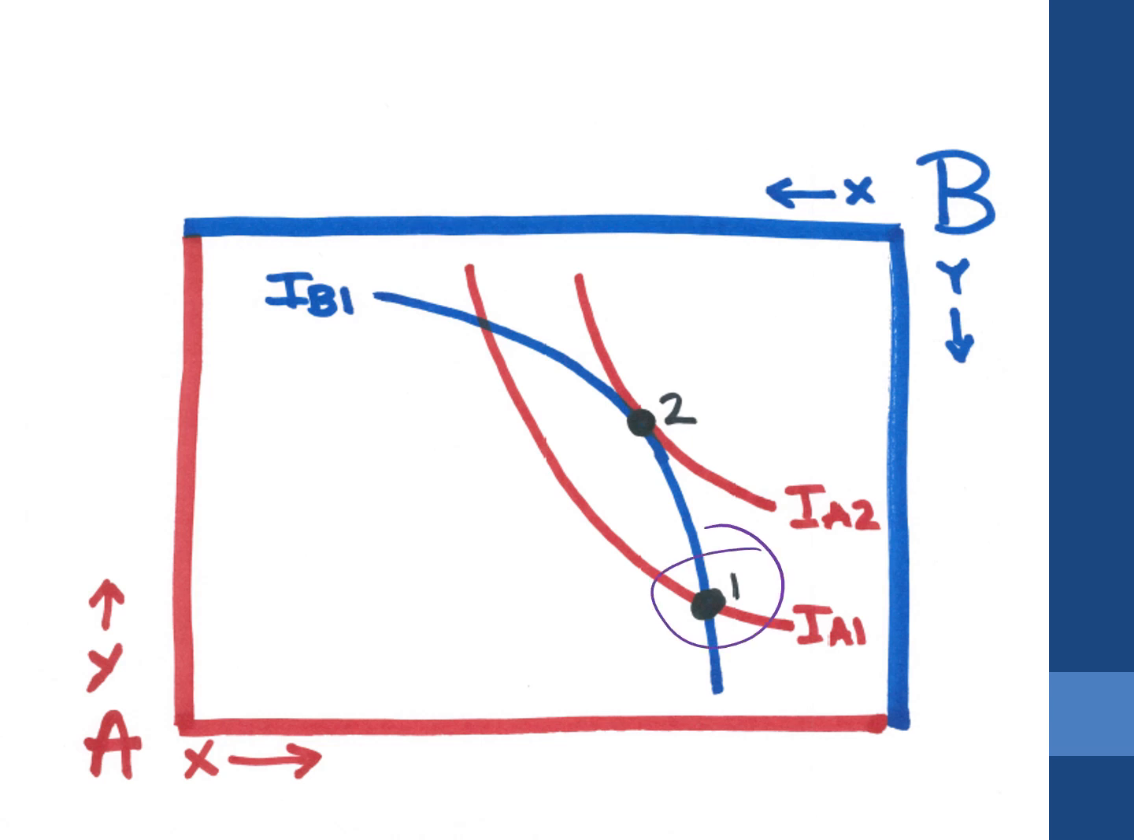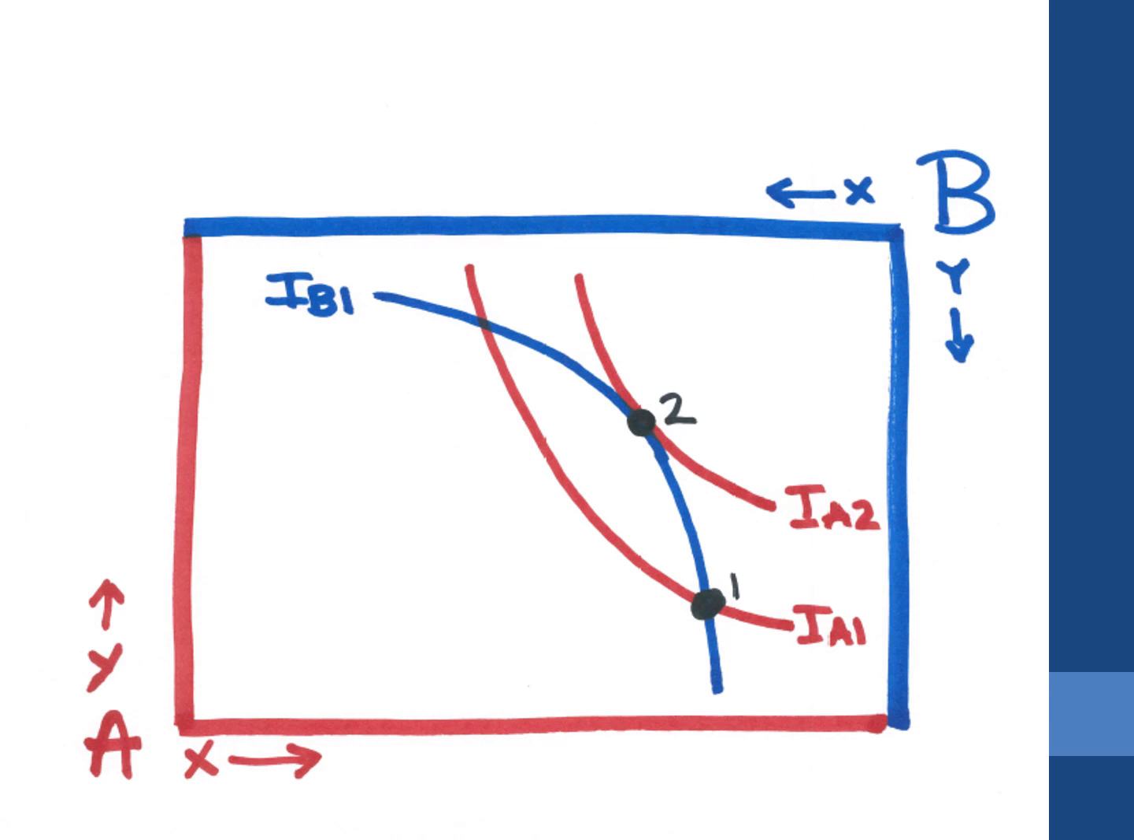Therefore, we know point 1 was not a Pareto efficient state of the world because we could make one person better off without making the other person worse off. So we've made a Pareto improvement as we move from point 1 to point 2. Now the question becomes, is point 2 a Pareto efficient state of the world? And the answer is yes. When we have a tangency between the two indifference curves, we have a Pareto efficient state of the world.